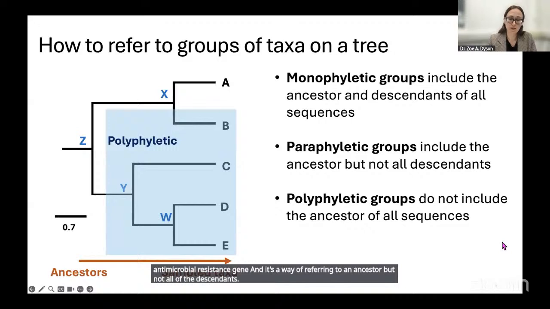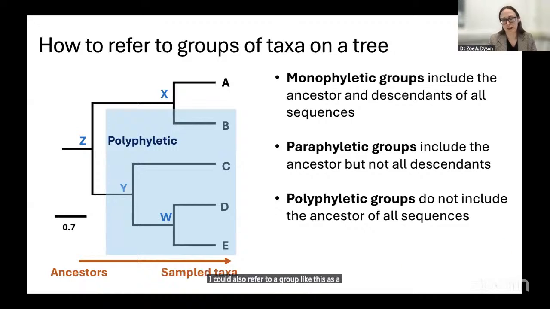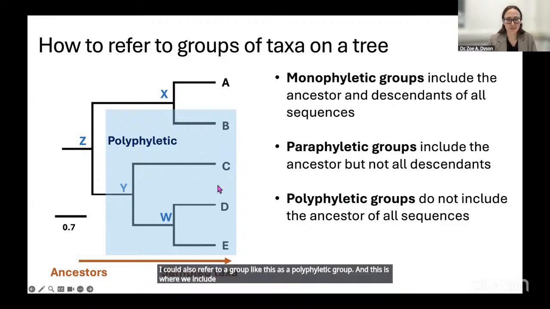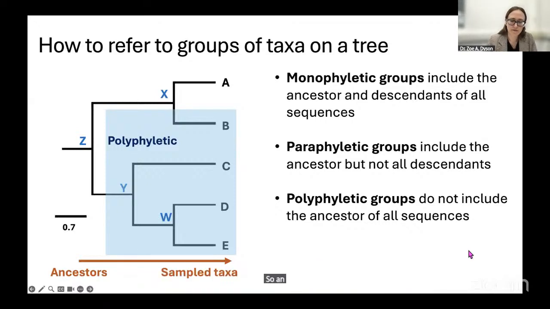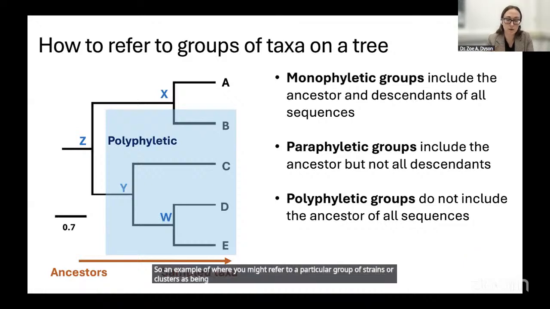I could also refer to a group like this as a polyphyletic group, and this is where we include the descendants but not all of the ancestors. For example, we're missing, say, X and Z that would be involved with this grouping here. So an example of where you might refer to a particular group of strains or clusters as being polyphyletic would be when we look at the evolution of Shigella in the broader E. coli tree, because we have several points of convergent evolution where Shigella has picked up a virulence plasmid, but we wouldn't be talking about all of the ancestors because that's a specific event that's occurred in several different clades.